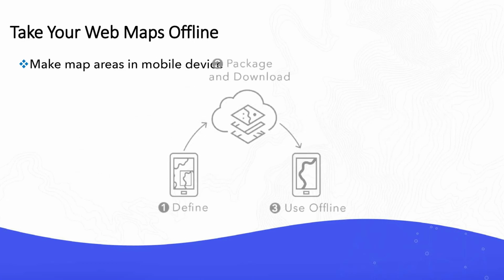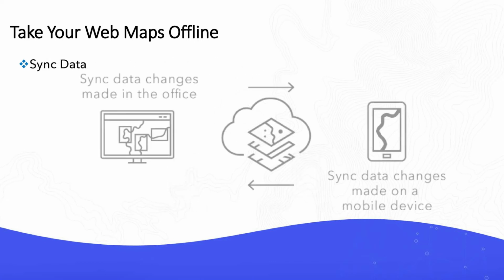Alternatively, offline areas can be generated directly on the mobile device prior to disconnecting from internet service. Similarly, on the mobile device, the offline area of interest would be defined, then packaged and downloaded for subsequent use offline. Once offline, data capture is stored on the mobile device until it can be synced via an internet connection.